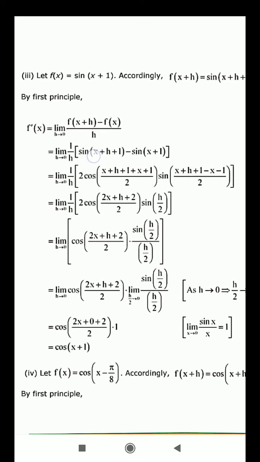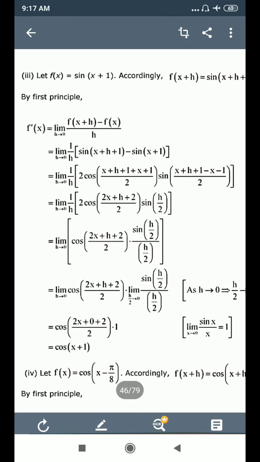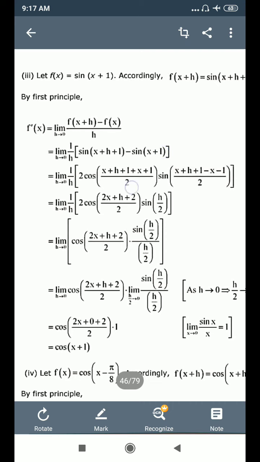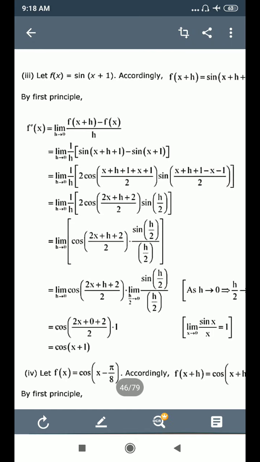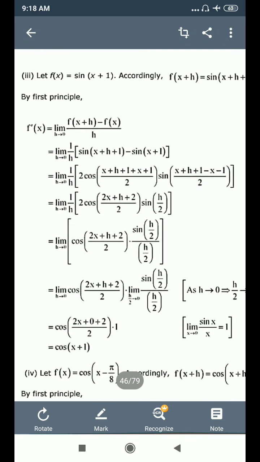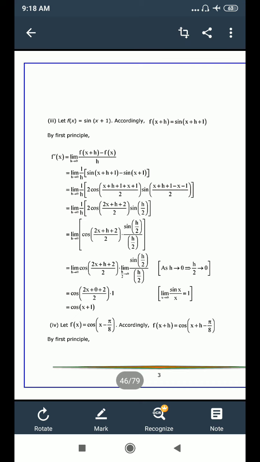Apply the formula of sine c minus sine d, that is 2 cos of c plus d by 2 into sine of c minus d by 2. On calculating, it is actually 2x plus h plus 2 over 2, and in the sine term x and 1 are cancelled out, so it is sine h by 2. Now we know that limit theta tends to 0, sine theta upon theta is 1. This is the property.